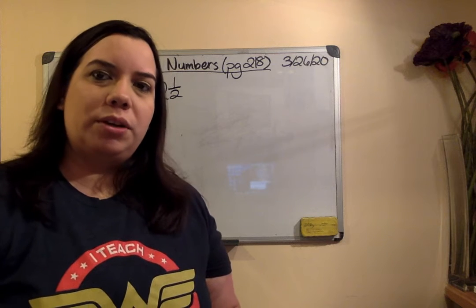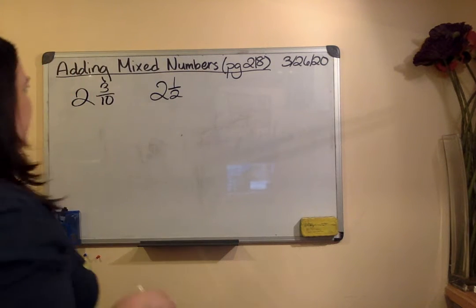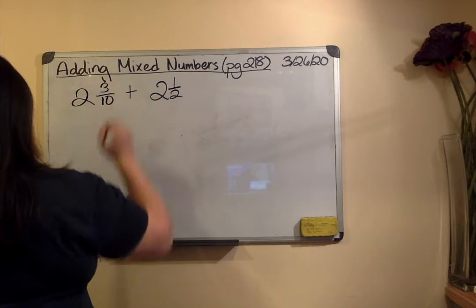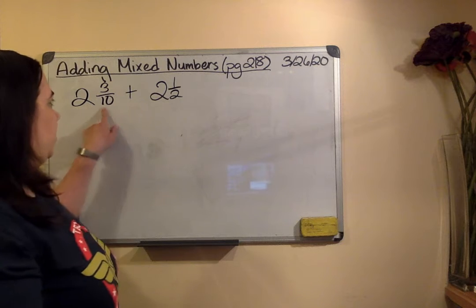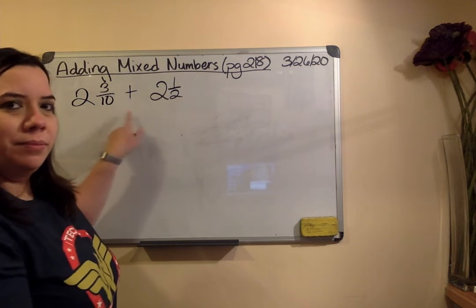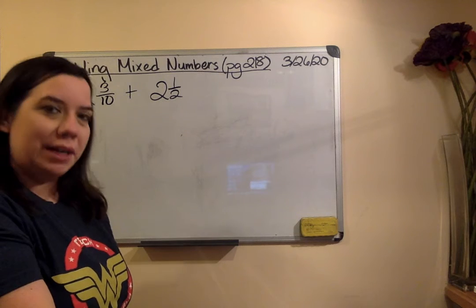Well, if you want a total, we're going to do what? Yes, we're going to add. So we're going to add these two mixed numbers. Now, we have a problem here. What's the problem? If you said that the denominators are not the same, you're right.